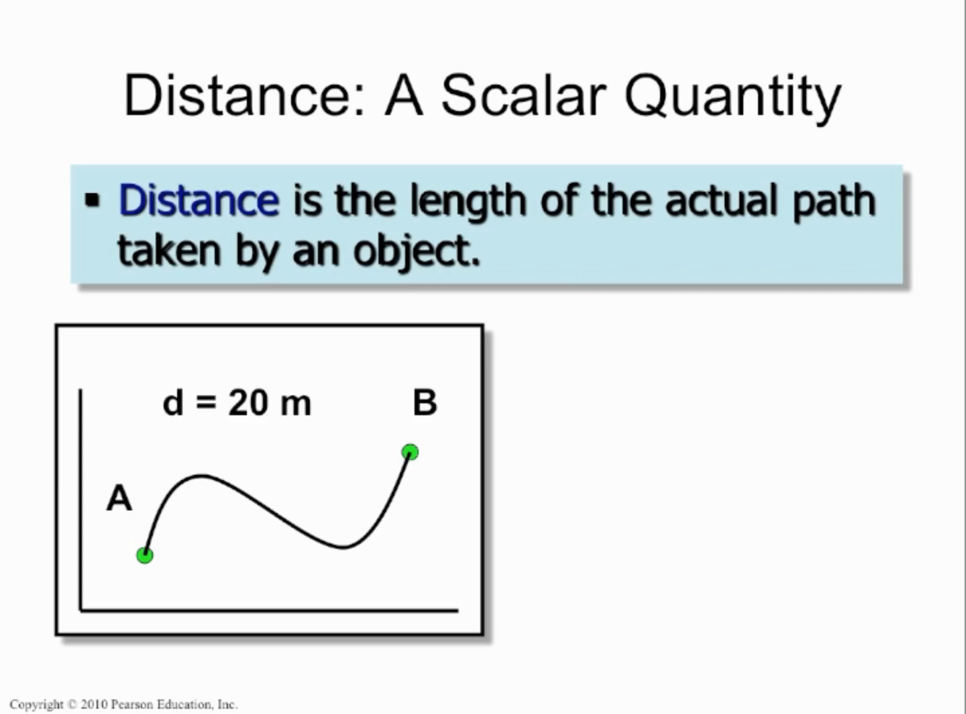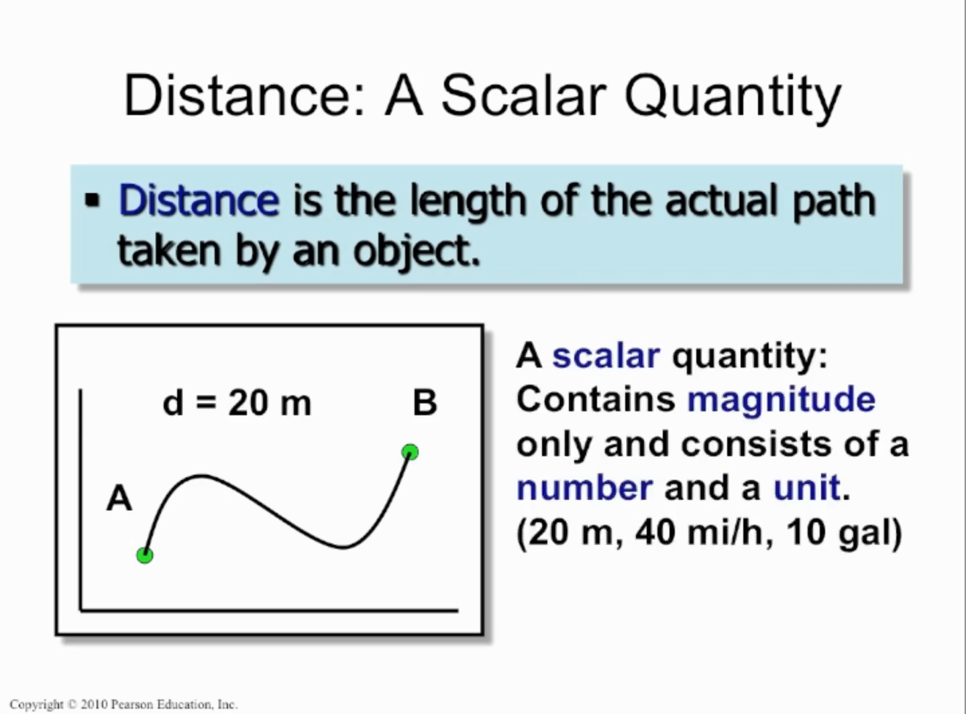It's not a straight line distance. And also, we're not talking about the direction because really the direction kept changing anyway. All we care about is the total length of the pathway. So a scalar quantity contains magnitude only and consists of a number and a unit. So 20 meters, the distance in this particular example, is a scalar.